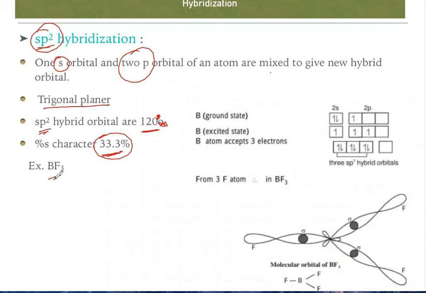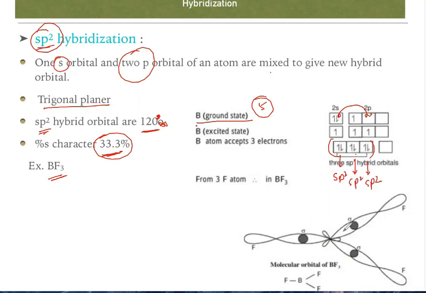Let us take the example of BF3, boron. What is the atomic number of boron? 5. What is the ground state? The ground state is 2s2 2p1. Again, one electron from s will jump to p. So 3 unpaired electrons are present. These 3 unpaired electrons are going to combine with the unpaired electrons of fluorine. This is the complete combination, and each one is sp2, sp2 and sp2.